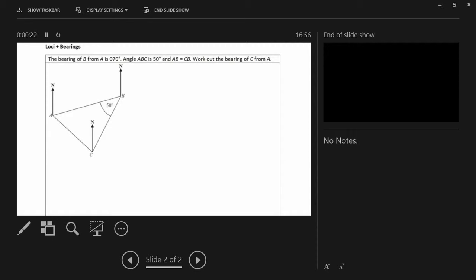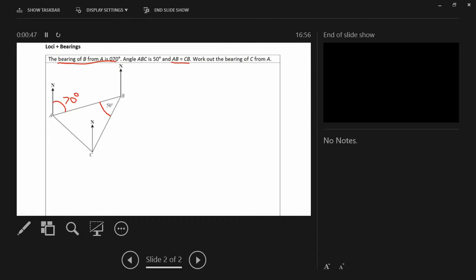So if we look at the information we have in our question, we know immediately that the bearing of B from A is 70 degrees. So we know this angle here is 70 degrees. Then we know that angle ABC is 50 degrees. Well, that's just this one here. We've already got that one down. And now we also know that AB equals CB.